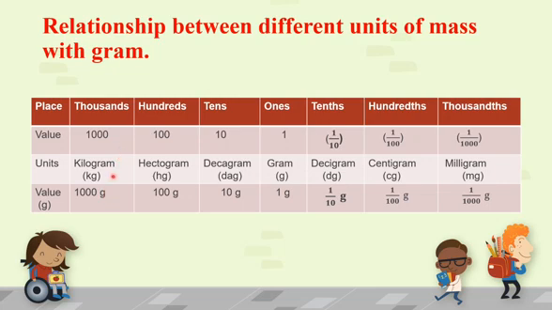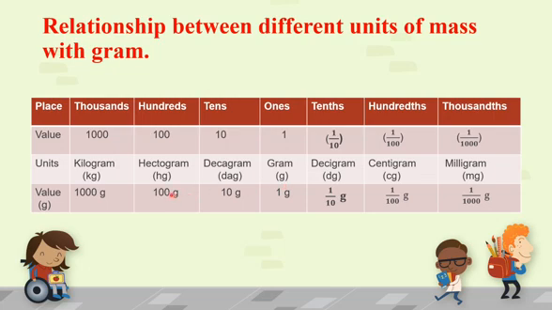Now kilogram is standing in the thousands place, so 1000 gram. Because why gram? Because gram is the standard unit of mass. So every place will have a relationship with gram. Conversion will be for the gram place.